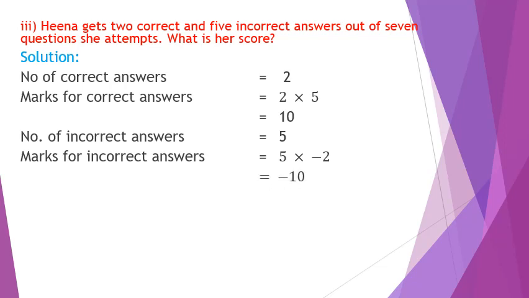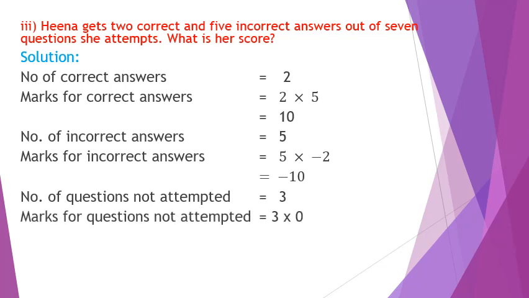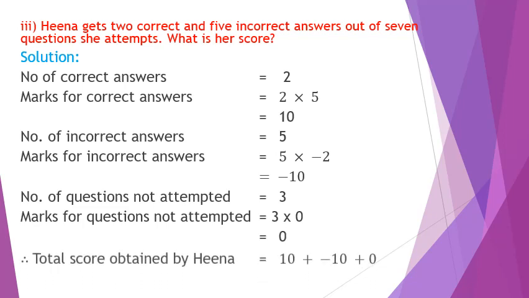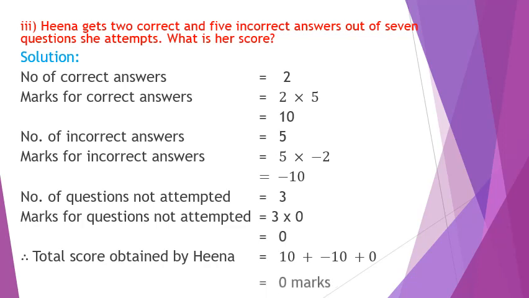Total 10 questions are there. So number of questions not attempted is 3. So marks for questions not attempted equal to 3 into 0 equal to 0. Therefore, score obtained by Hina equal to 10 plus minus 10 plus 0 equal to 0. So, Hina got 0 marks.